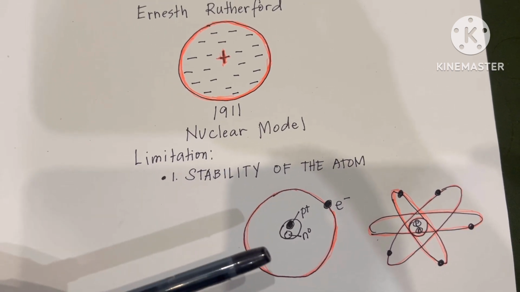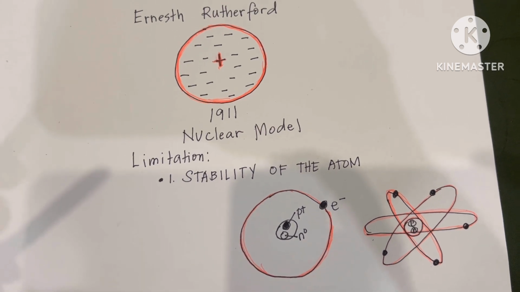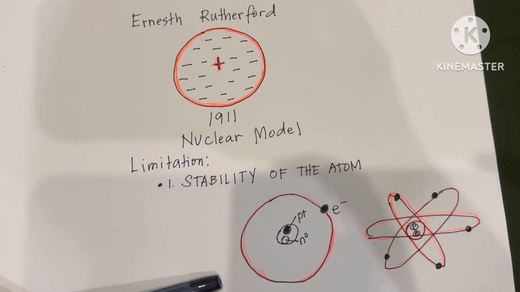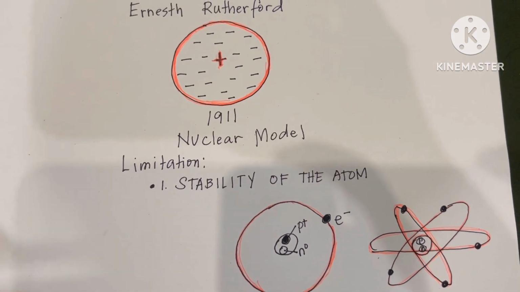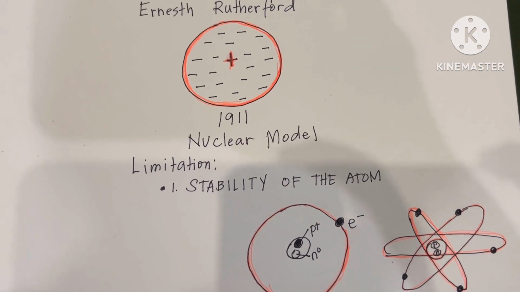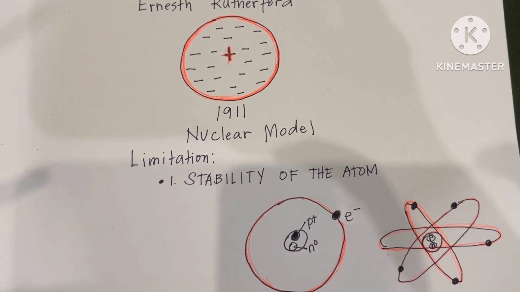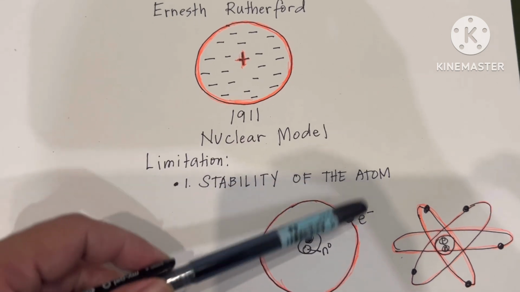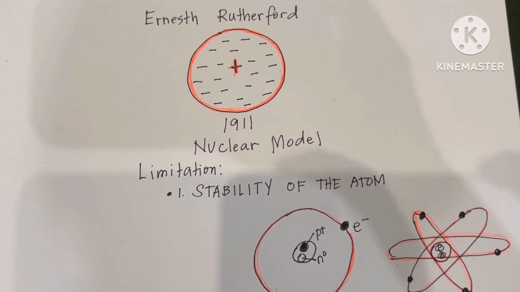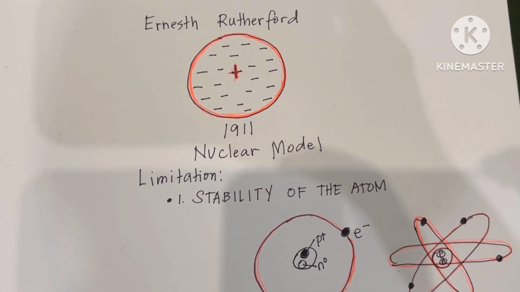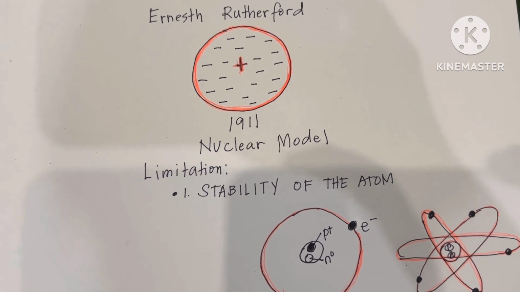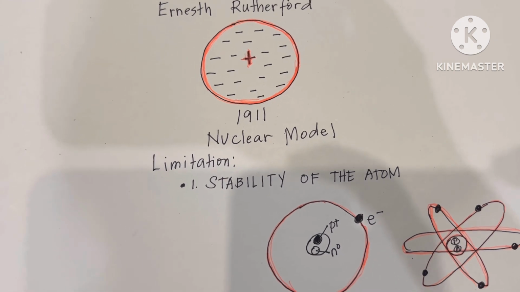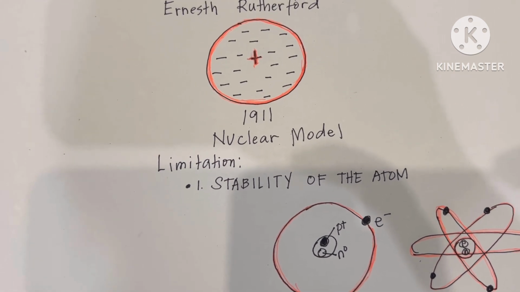So what does it mean? If it will give out energy, that means it will lose energy. If it is continuously giving out energy, it will slowly lose energy and it will collapse into the nucleus. And as a result, the atom will not be stable. It could not explain the stability of the atom. We know that atoms are stable. Otherwise, we would not exist because we are made up of atoms.